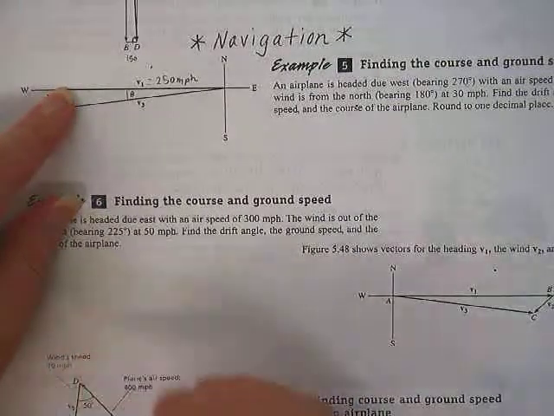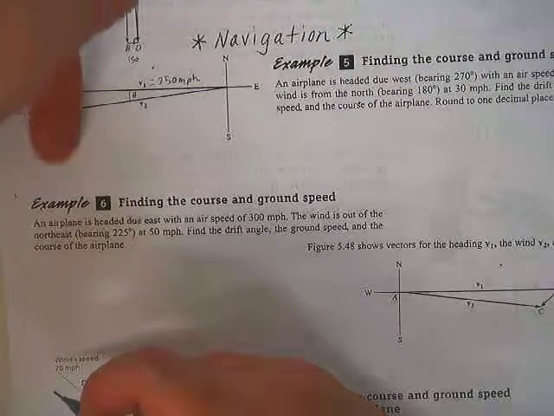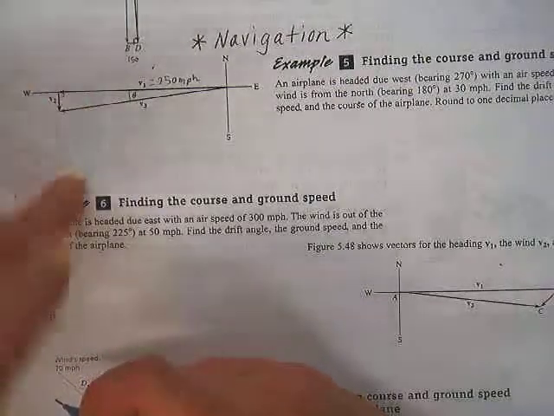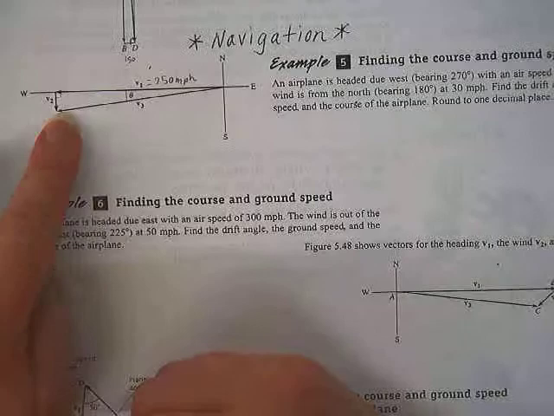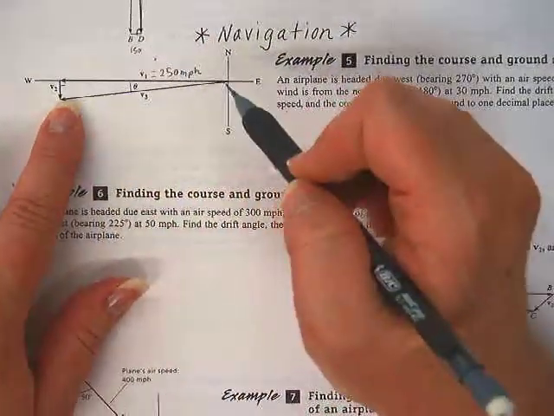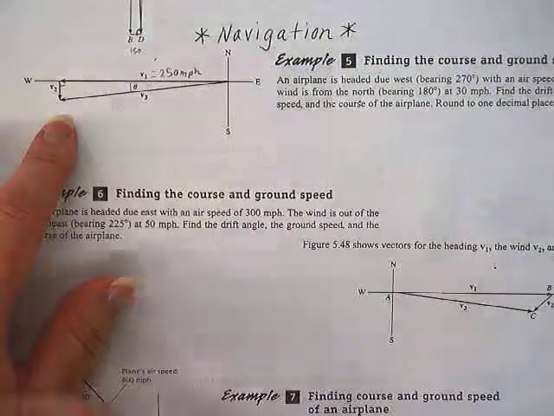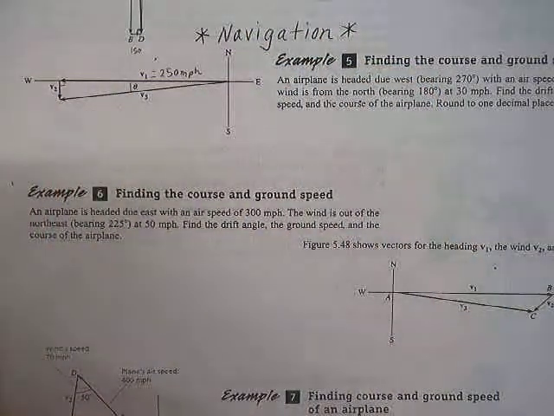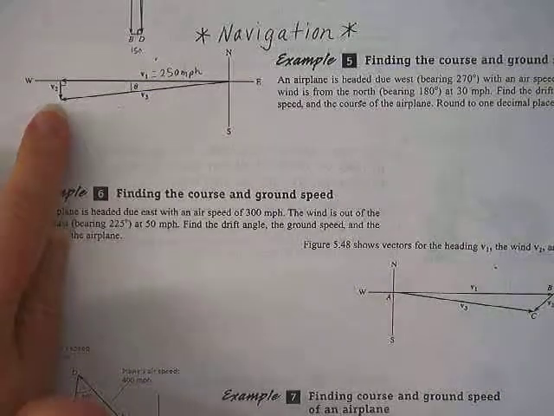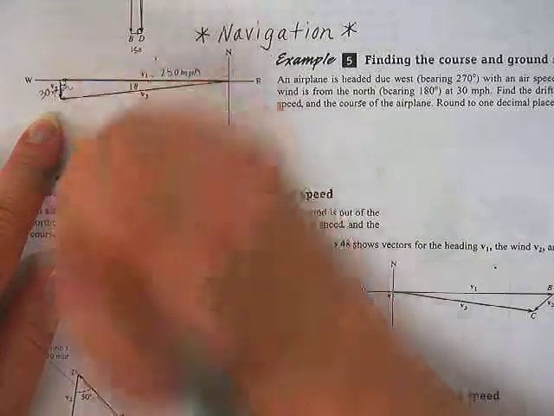Okay, the wind is from the north. So it's coming from the north, means it's going that direction toward the south. So that's a 180 degree bearing there. Because this is 270 and that's 180, it makes a nice right angle. So here's another right triangle problem, although that won't always happen with navigation. 30 miles per hour. So this little vector here is 30 miles per hour.